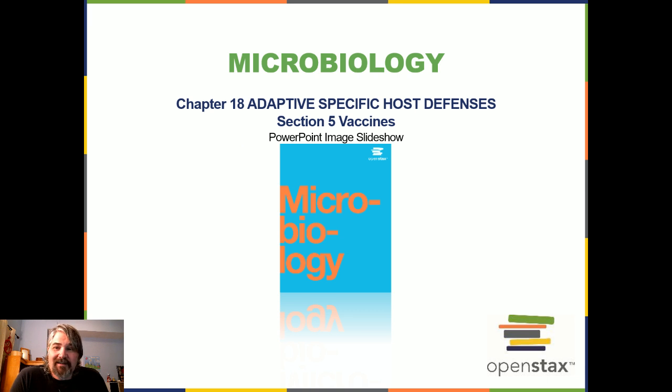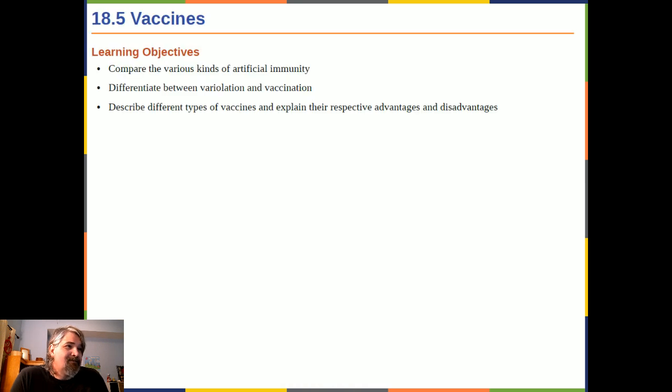All right, so section 5, vaccines. This is a brief section on vaccines. So compare the various kinds of artificial immunity, differentiate between variolation and vaccination, which is fairly easy because we don't variolate anymore. You have to be in a post-apocalyptic world to consider variolation again. And then the different types of vaccines and their respective advantages and disadvantages.